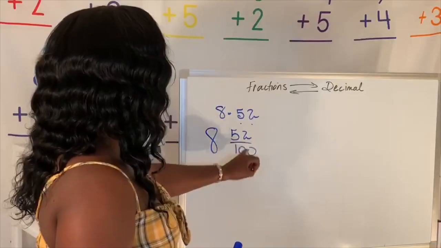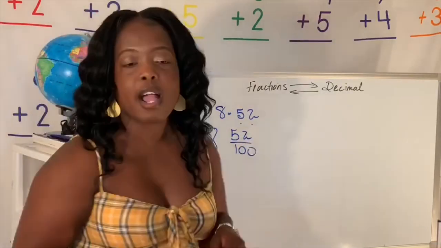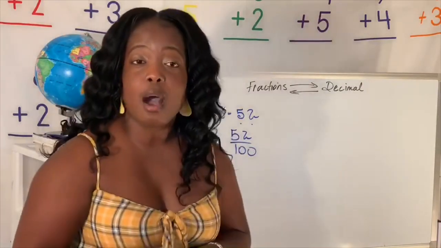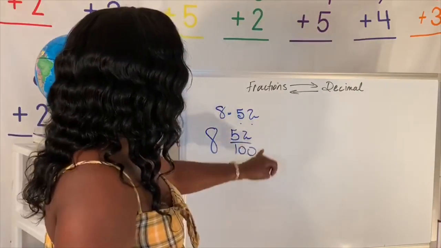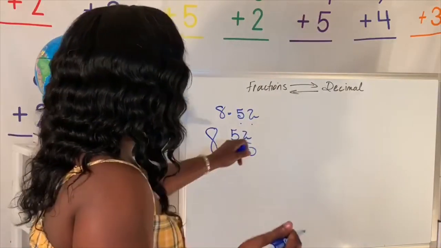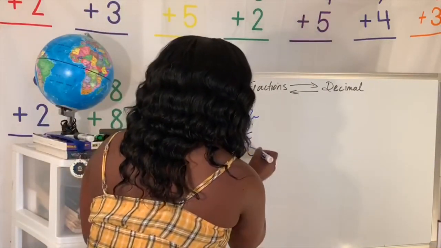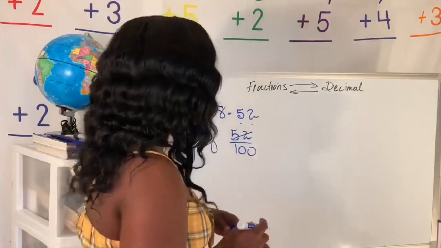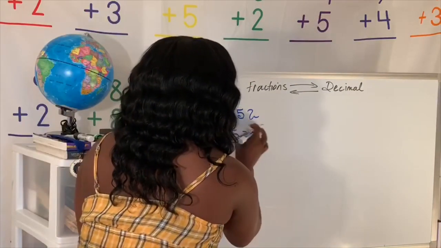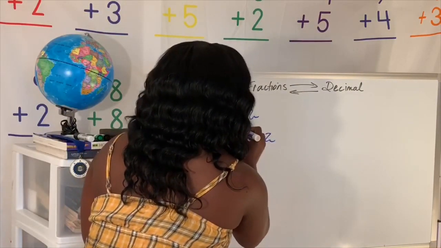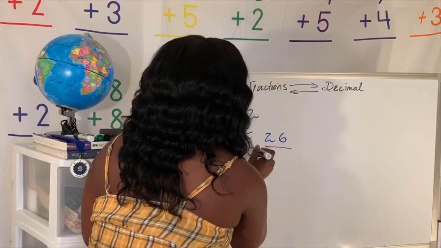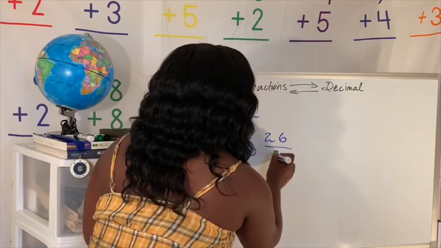Alright, so we have 8 and 52 over 100. But by looking at this fraction, you will notice that 52 and 100, they do have a factor in common. 2 is the HCF of 52 and 100, which means that we can go ahead and further simplify 52 over 100. So if we divide 52 by 2, you can take that in steps for those who can't do it in just one simple step. So if we have 5 divided by 2, that would be 2, and we're left with 1. And then, of course, 12 divided by 2 gives us 6, and 100 divided by 2 would be 50.